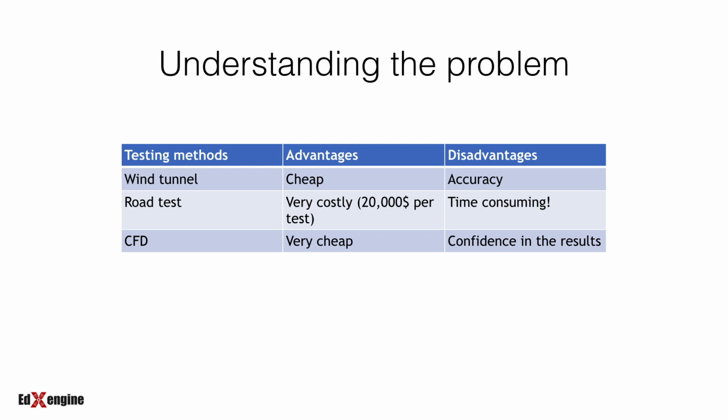Road tests are quite accurate, but they are super expensive and time consuming. A single road test can cost as much as $20,000, and different countries have different standards that they use to conduct these tests. This is where CFD is all of a sudden a great option. It is dead cheap when we compare it with the other solutions, and it can provide results in a quick manner. The drawback is that you need to always validate it and you cannot trust it 100%.